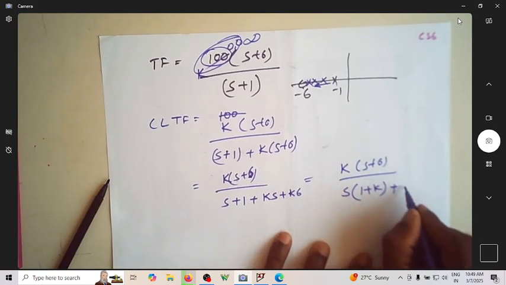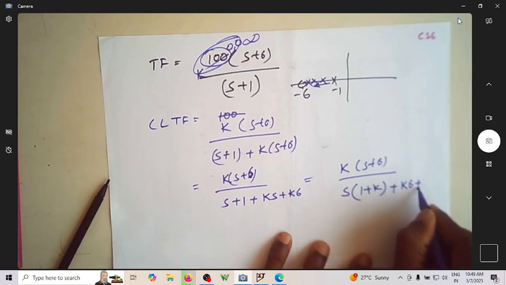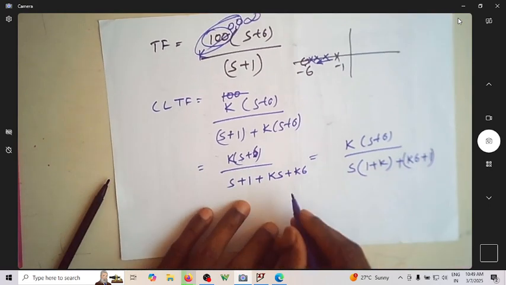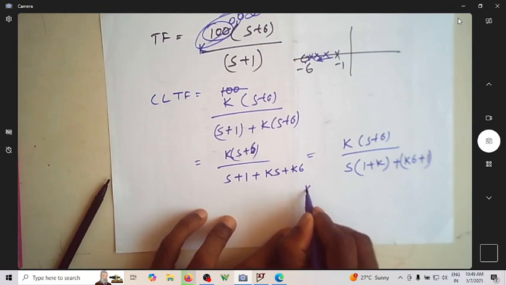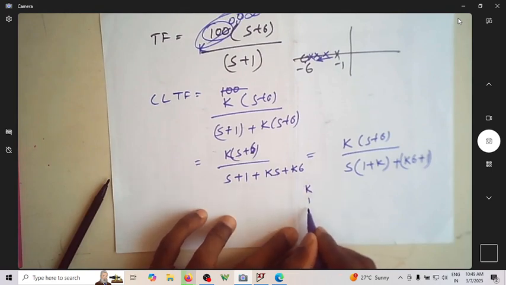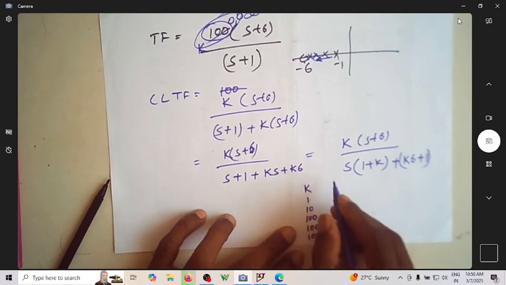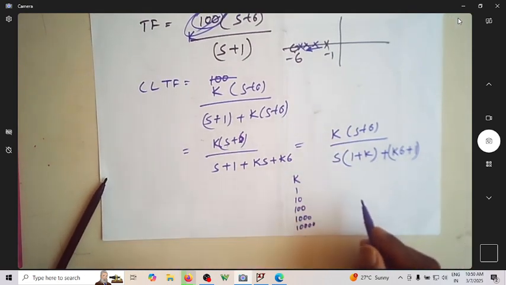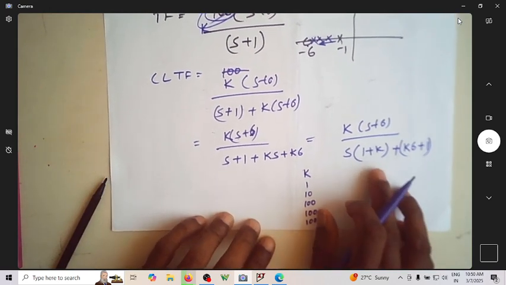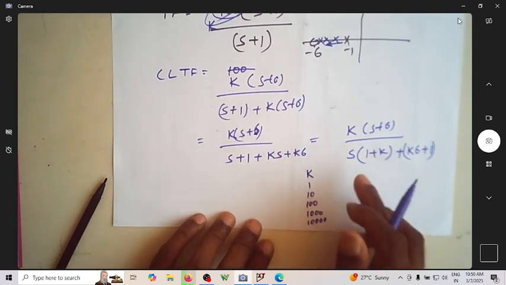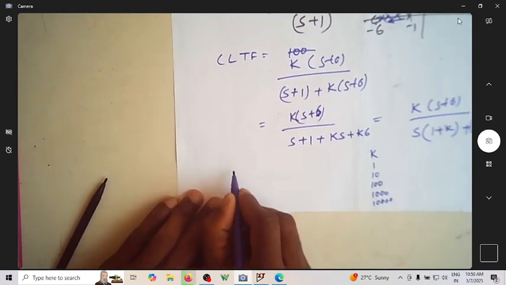What is this? Correct. Now keep giving values of k. K is equal to 1, 10, 100, 1000, 10,000. What is the position? Correct.